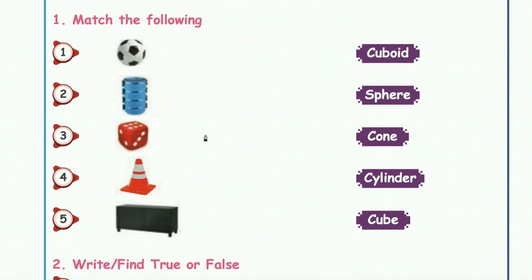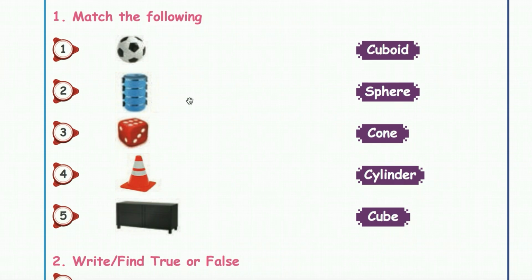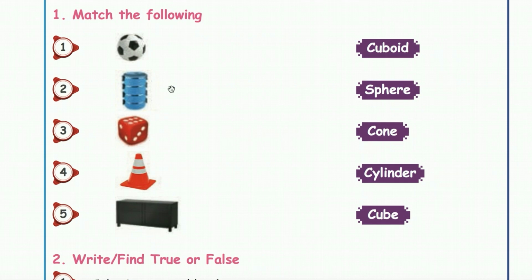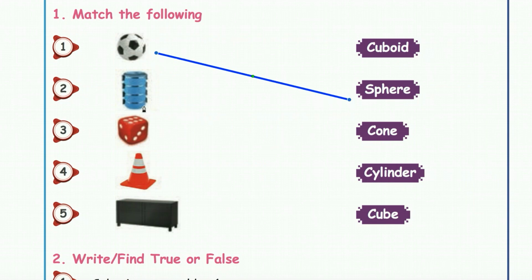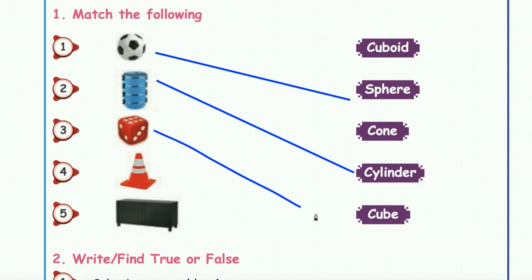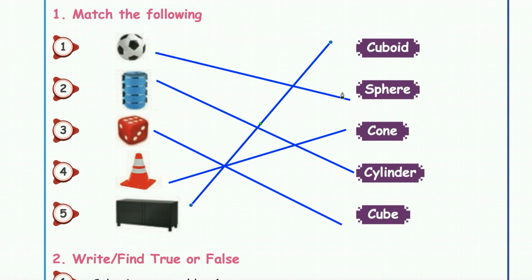Match the following. Now we got our regular exercise, exercise 1A. Now we need to match. This is what? Sphere. This is what? Cylinder. This is what? Cube. This is what? Not VLC player. This is cone. This is cuboid. Remaining is cuboid only, right?